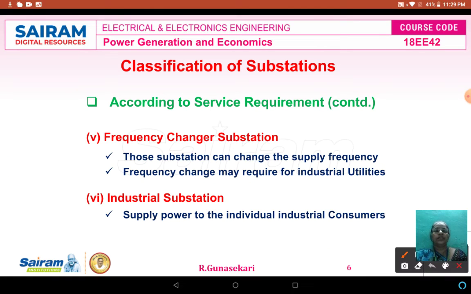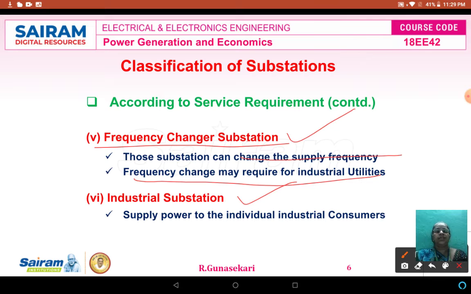Continuing with the service requirement, the substations are classified into frequency changer substation and industrial substation. The frequency changer substation, as the name itself says, changes the supply frequency, which is required for industrial utilities. It may be from a higher value to a lower value or from a lower value to a higher value. This type of substation is called the frequency changer substation.